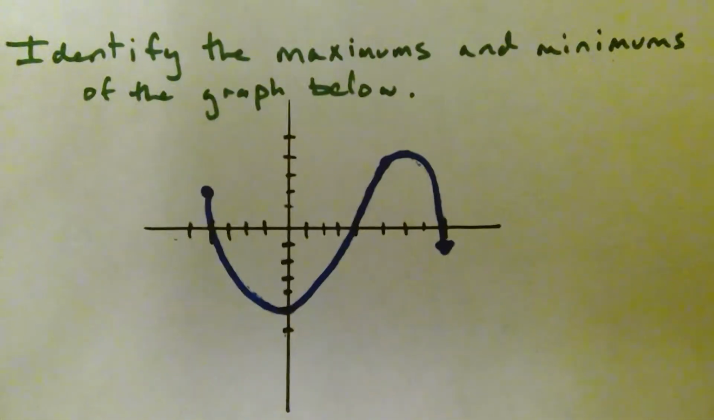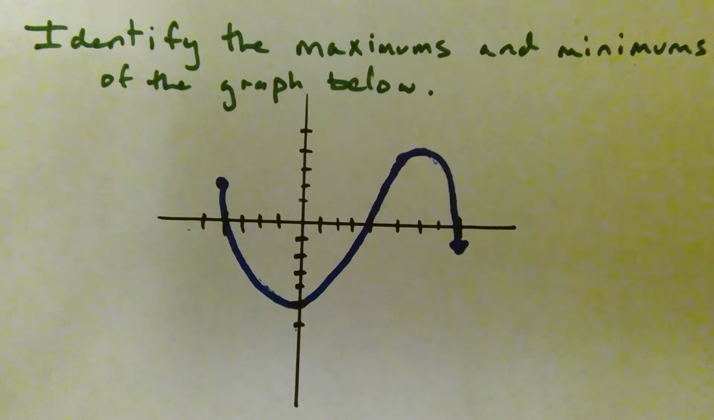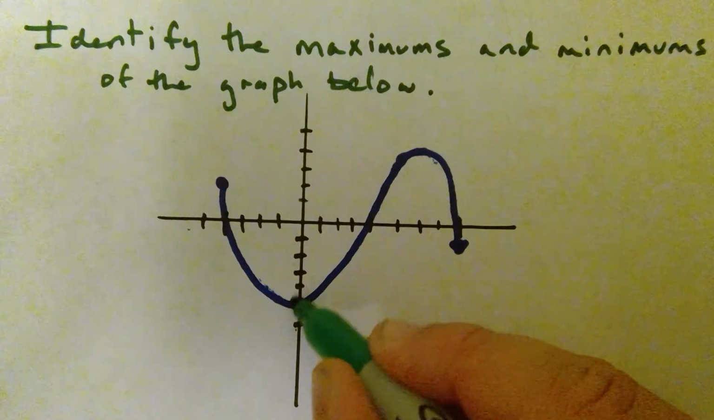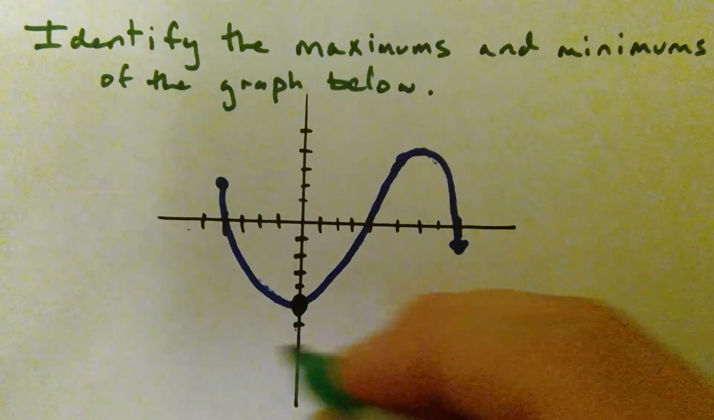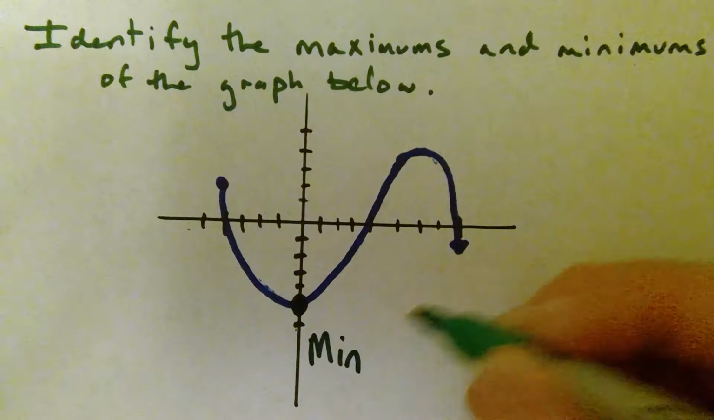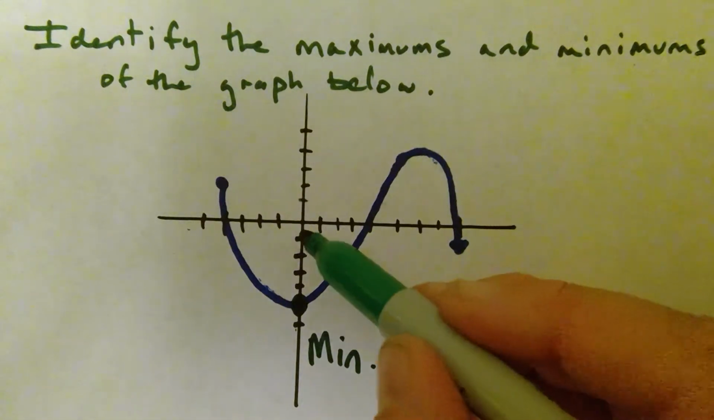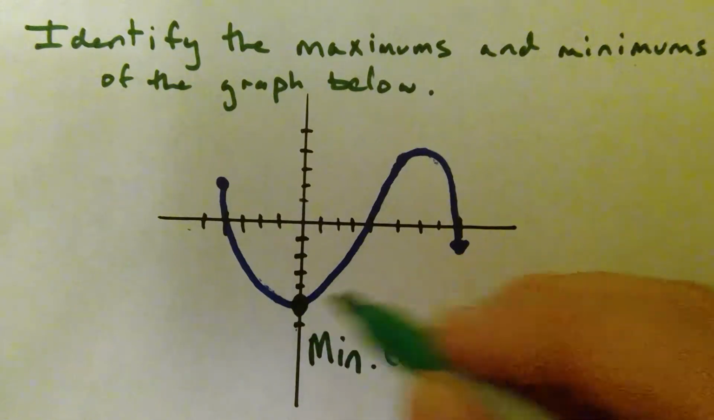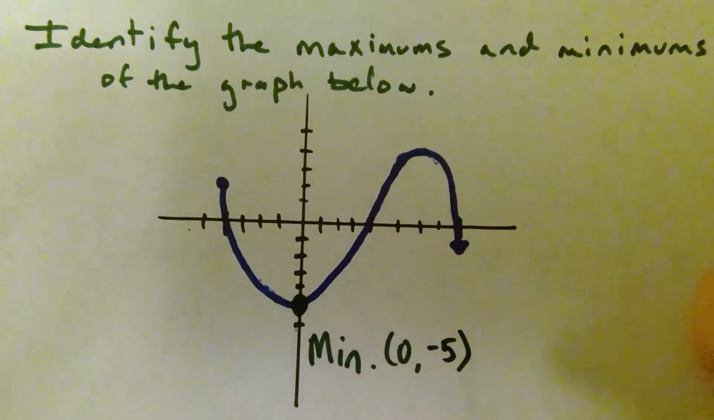Okay, so you've got the same graph right here. I'm going to go along my graph, and we have a minimum. So here's my lowest point right here. I'm going to call that a minimum. And then let's see what point that is. That's at point 0, 1, 2, 3, 4, negative 5.